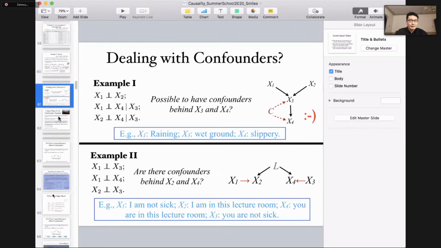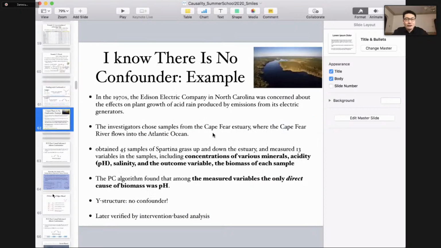Good. And then right here, you can see an example of application of the Y structure. You may see the detail later. Let me just give the key information right here. By making use of conditional independence-based methods, they discovered the Y structure and concluded that the pH value of water, or acidity of water, is the only direct cause of the biomass of the plants near the electric company. So that's a very strong conclusion. And later, this claim was verified by intervention-based analysis. So causal discovery methods are really useful. You can discover very strong information by making use of conditional independence relations.